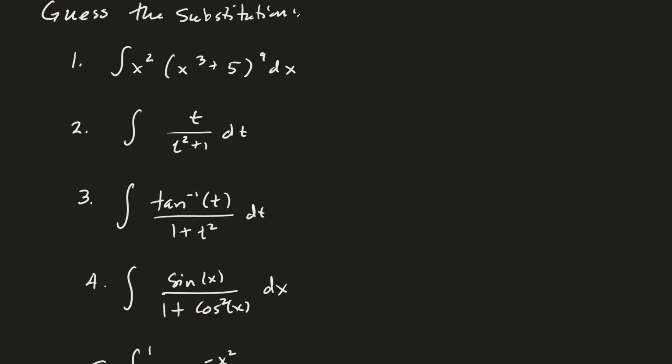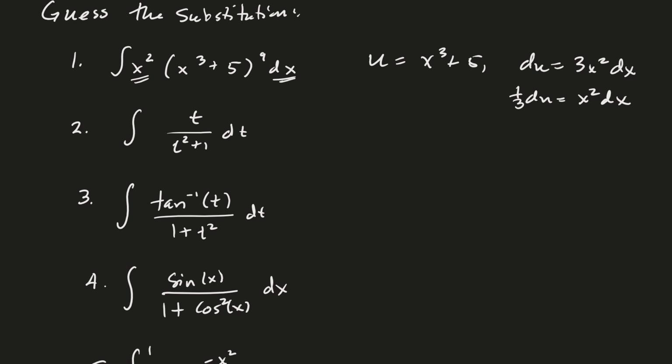All right, so for this one, let's play a little game. Let's try to guess the substitution that we would use. So for number 1, what would you guess? What substitution would you use? Go ahead and pause. Are you back? Did you guess u equals x cubed plus 5? So then du would be 3x squared dx, or you could write 1/3 du is x squared dx, because I'm seeing over here, right, that x squared dx.